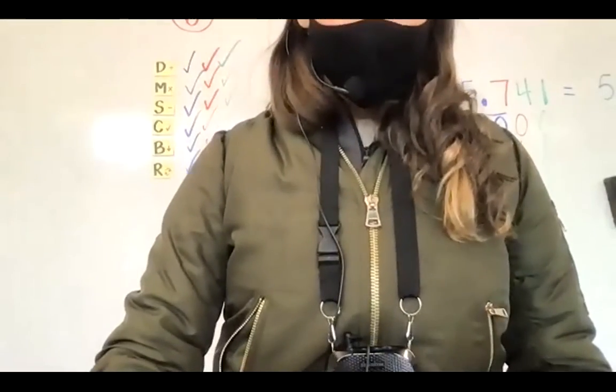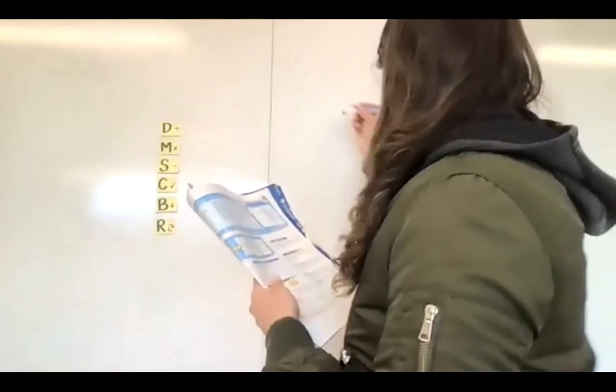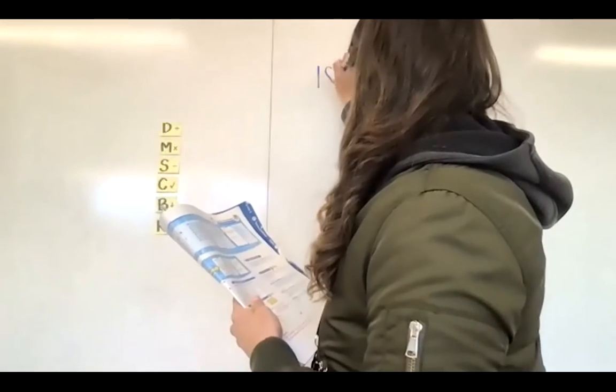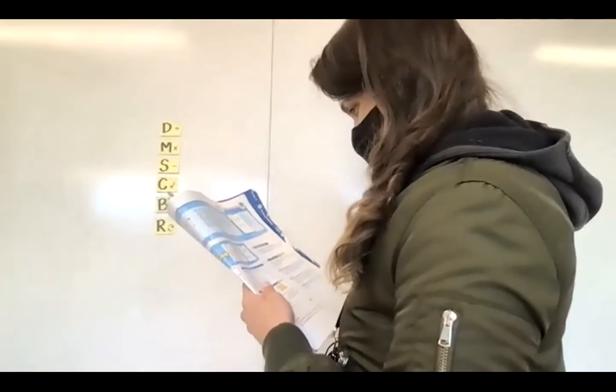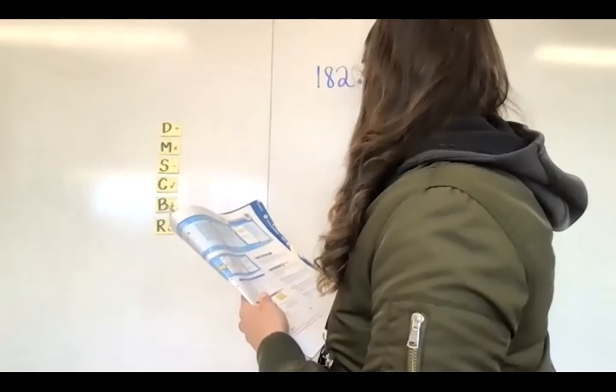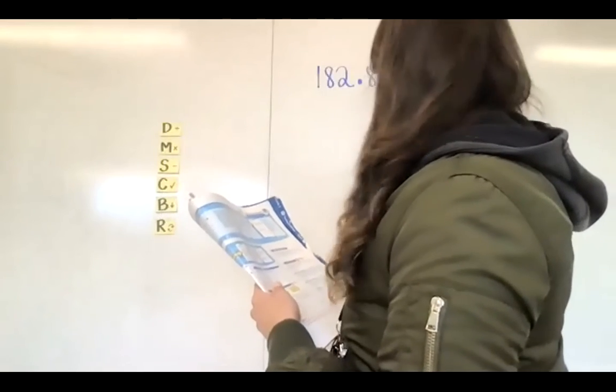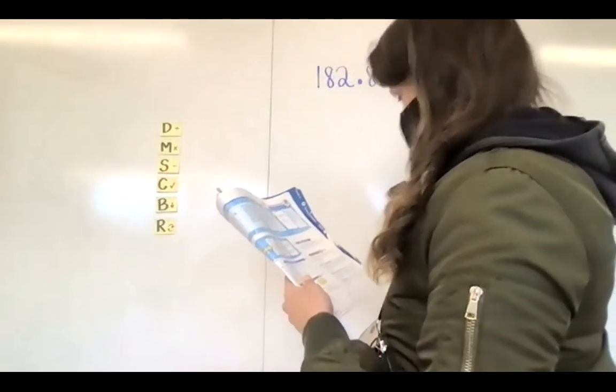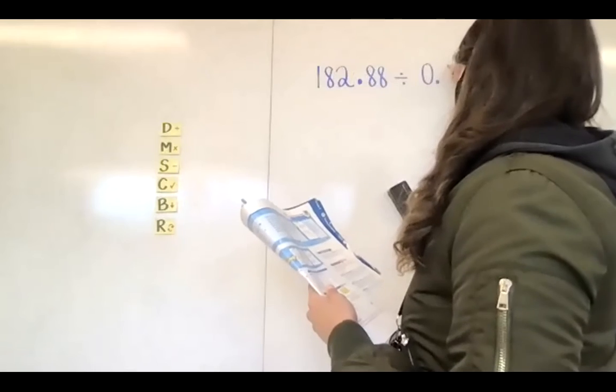All right. Let's try another one. I like that problem. All right, number 14. We have 182 and 88 hundredths divided by 8 what? 8 what?